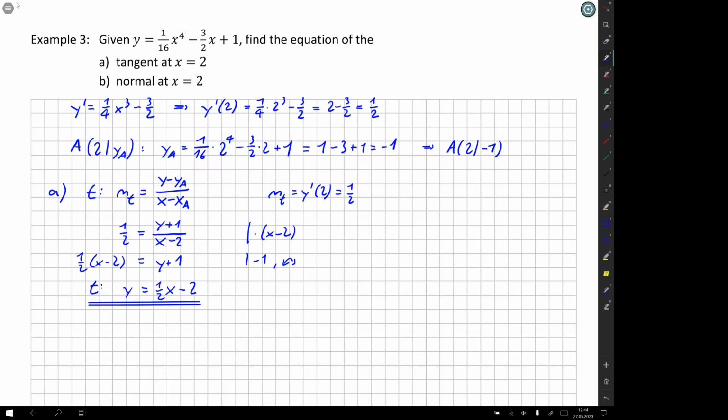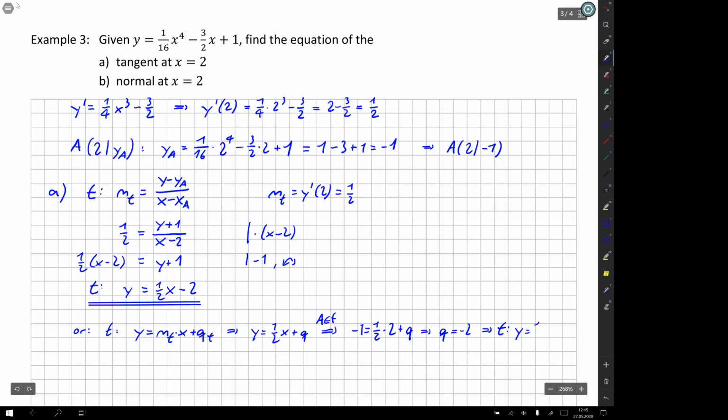Alternatively, we could have worked directly with the gradient intercept form, so just saying y equals mt times x plus qt. Well, mt as calculated up here is 1/2, so we get y equals 1/2 x plus qt, and then we could insert A lying on t, so we would get minus 1 equals 1/2 times 2 plus q, which yields q equals minus 2, and we get again the same result: the tangent is y equals 1/2 x minus 2.